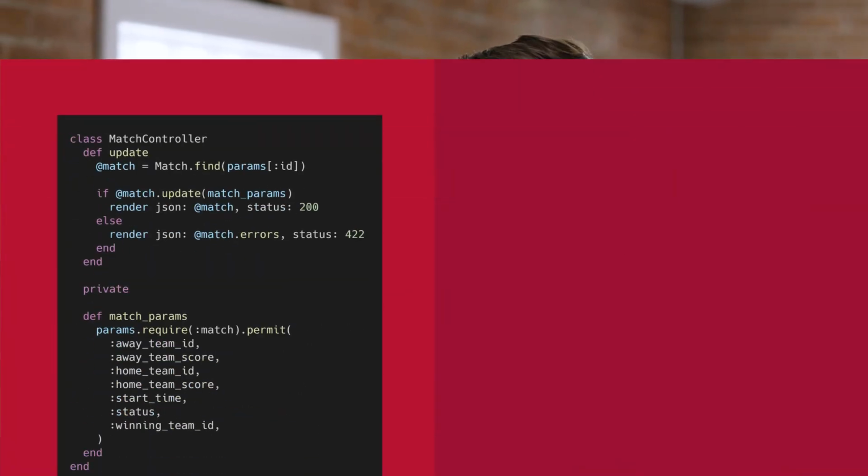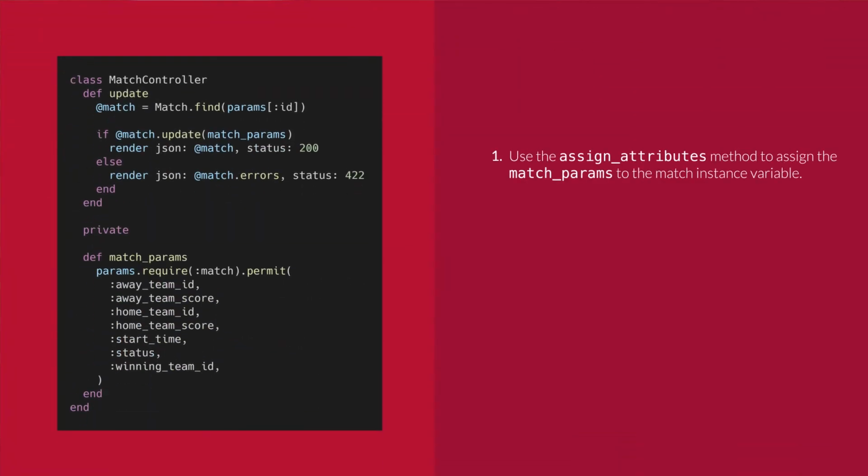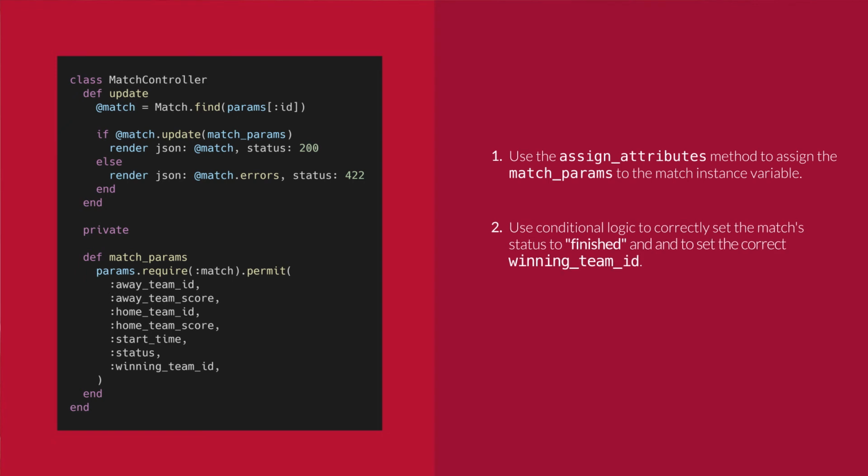So now, on your own, you'll take the following example controller and modify it to meet the following requirements. 1. Use the assign attributes method to assign the match params to the match instance variable. 2. Use conditional logic to correctly set the match's status to finished and to set the correct winning team ID. 3. If a save call on match is successful, render the match data to JSON. Otherwise, render the errors to JSON.